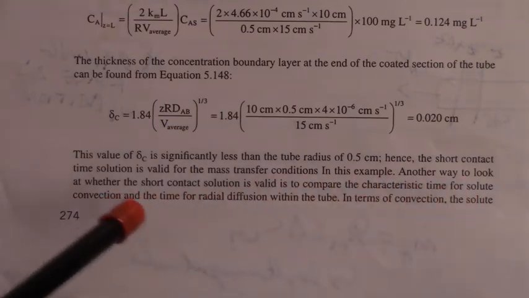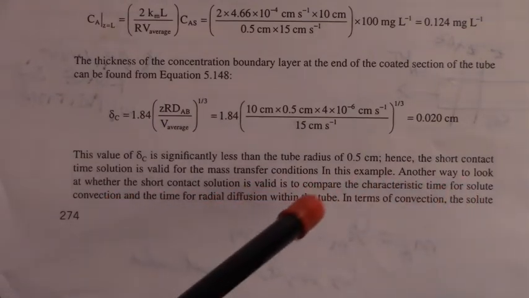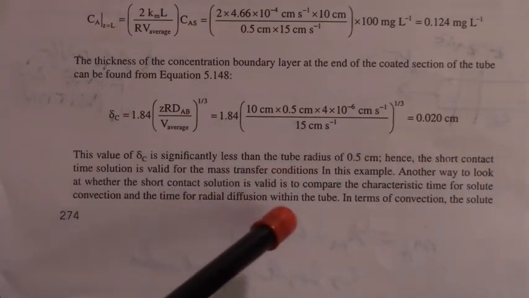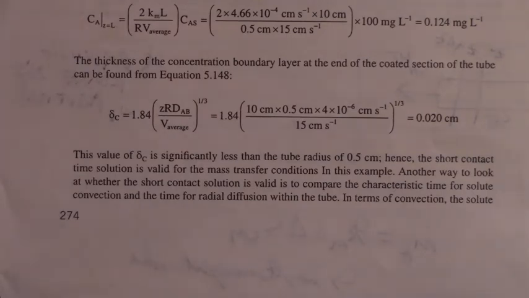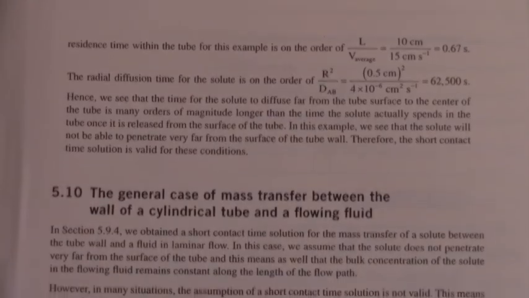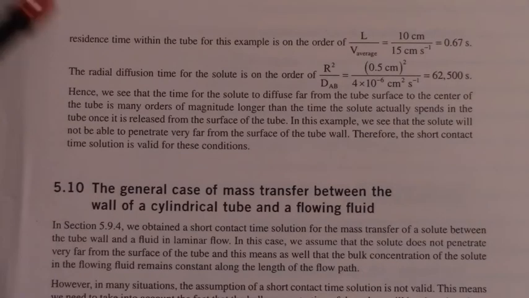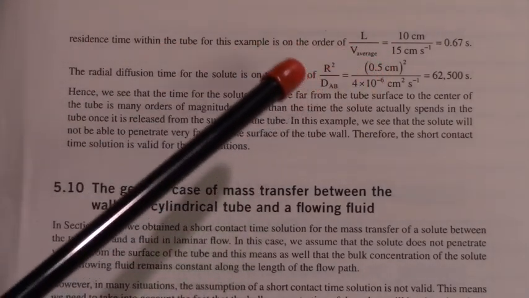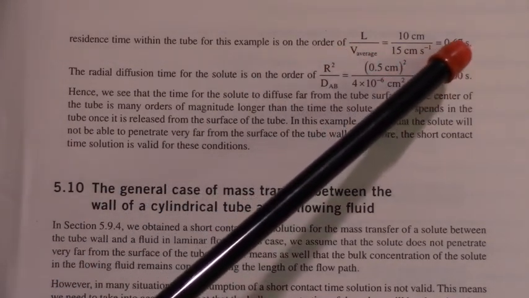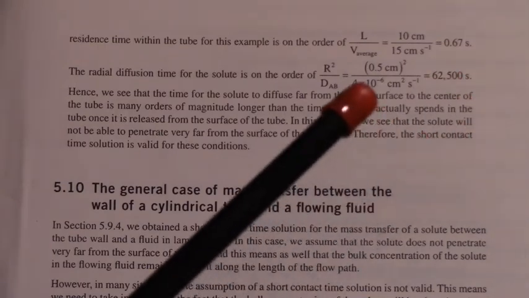Another way to look at whether the short contact time solution is valid is to compare the characteristic time for solute convection and the time for radial diffusion within the tube. I talked about that a little bit ago, but now we can apply that idea right here, and that's talked about here at the top of the next page. And the characteristic residence time of the fluid flowing through the tube would be the length of the tube divided by the average velocity, which comes out to be 0.67 seconds.